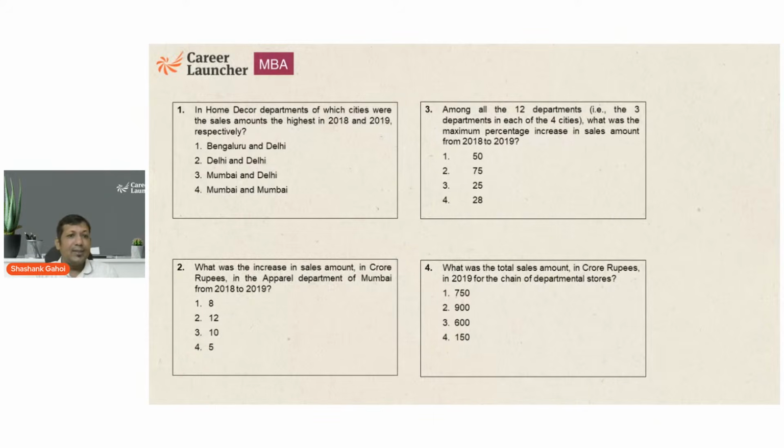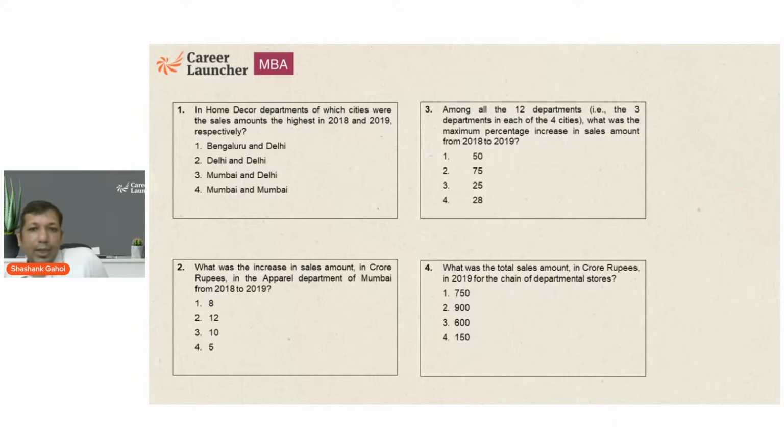What is the increase in sales amount in crore rupees in apparel department in Mumbai from 2018 to 19? Okay. Among the 12 departments, that is 3 departments of each of the 4 cities, what was the maximum percentage increase in sales amount from 2018 to 19? Okay. And what was the sales amount in crore rupees in 2019 for the chain of departmental stores? Okay. Fair point.